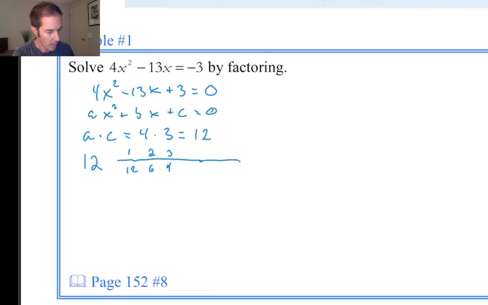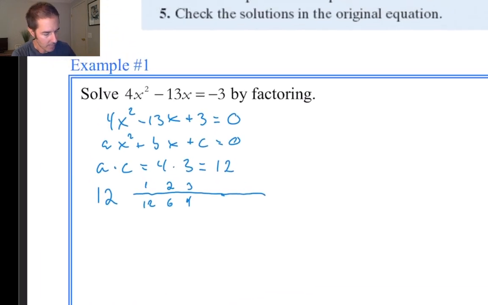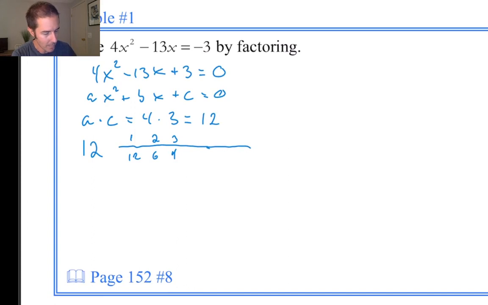You should be aware, however, that if the number on top is positive and the number on the bottom is positive, a positive times positive makes positive. The 12 is positive, so that's perfect. We like that. If the number on top were negative and the one on the bottom were also negative, negative times negative makes positive, so we need to consider the possibility that maybe negative 3 times negative 4 is the correct pair or factor pair that we're going to choose.